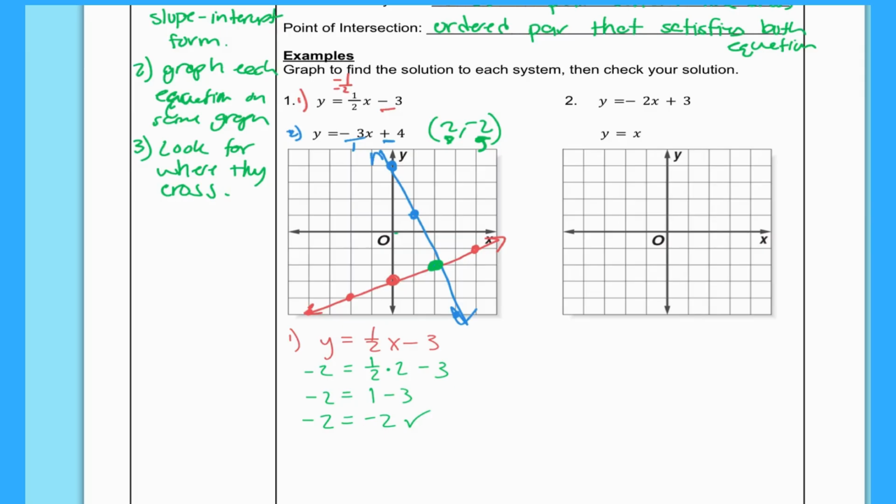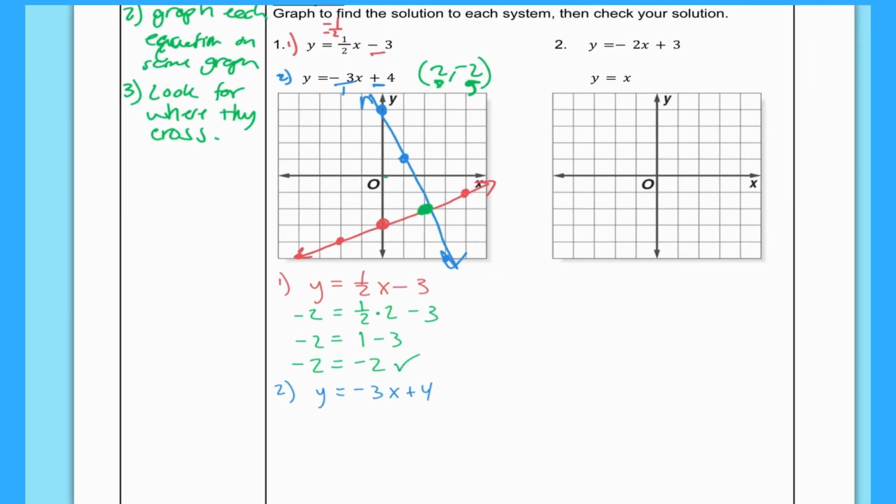And then we would want to verify that it worked for the other equation also, because it has to be an answer for both. So that was the equation y equals -3x plus 4. Again, we're going to plug in our y number, which was -2. And then we have -3 times x, but our x number was 2 that we found. And then we have plus 4. So we're going to simplify. -3 times 2 is -6. And we still have that plus 4.